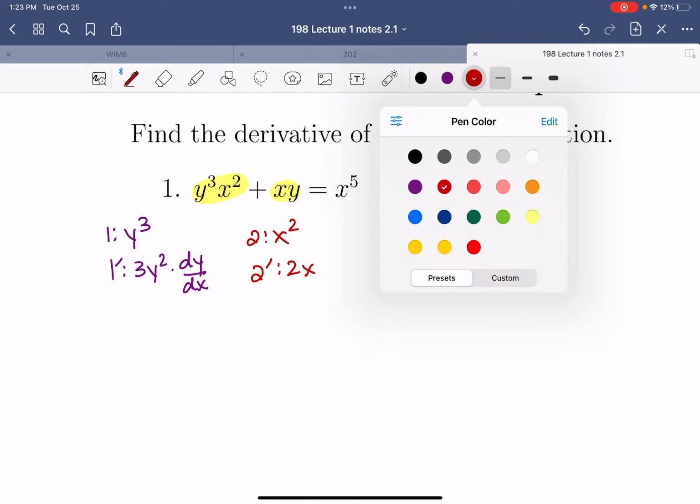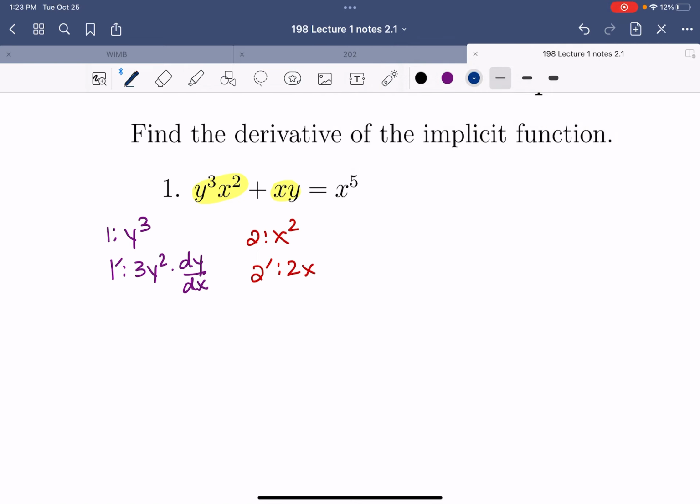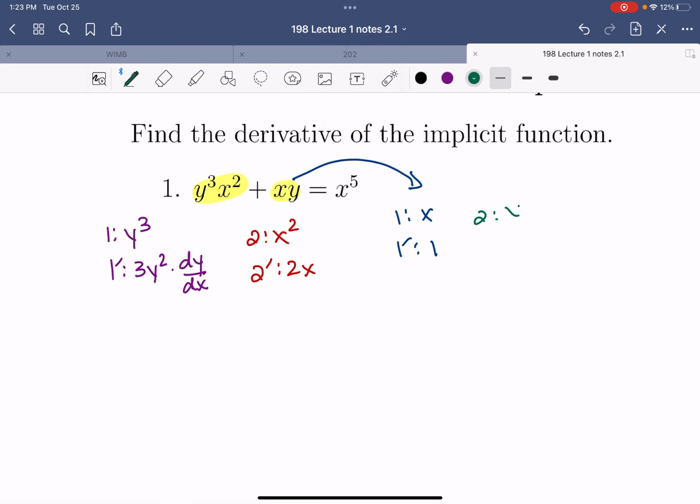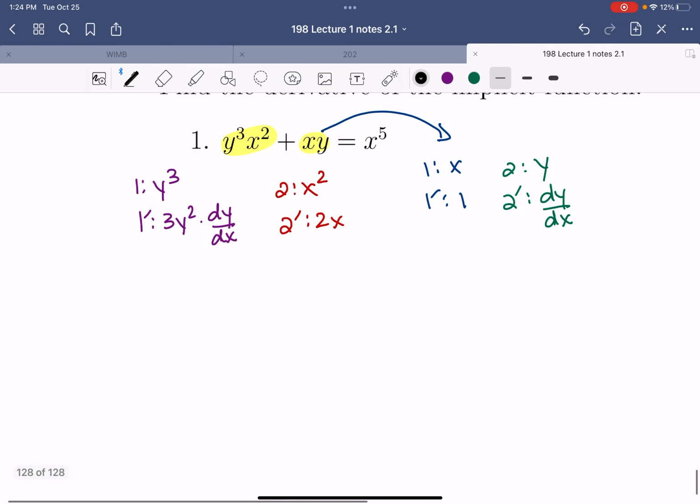Now I'm going to do both of my setups here. So the second one, for this one, my function 1 is just plain old x. And its derivative is just 1. And then function 2 is plain old y, and its derivative is 1 times dy dx. Okay, so I'm going to have those two, and then on the other side, I just have the derivative of the x squared. Okay, so I'm ready to go.